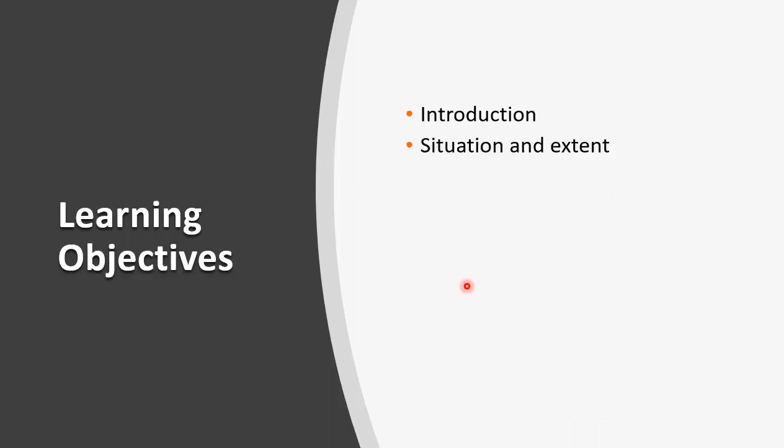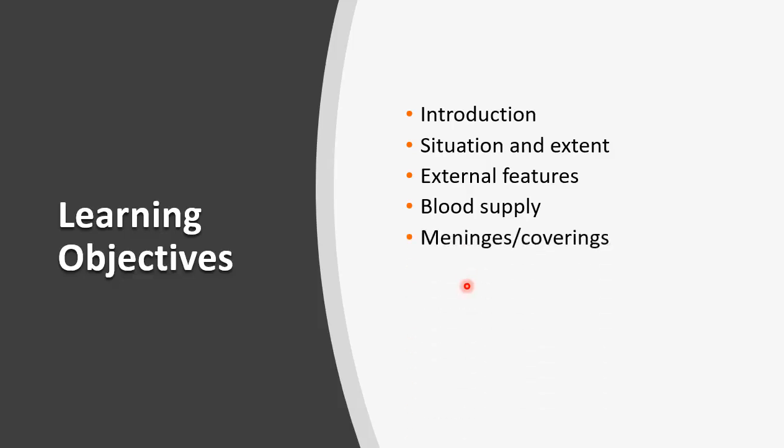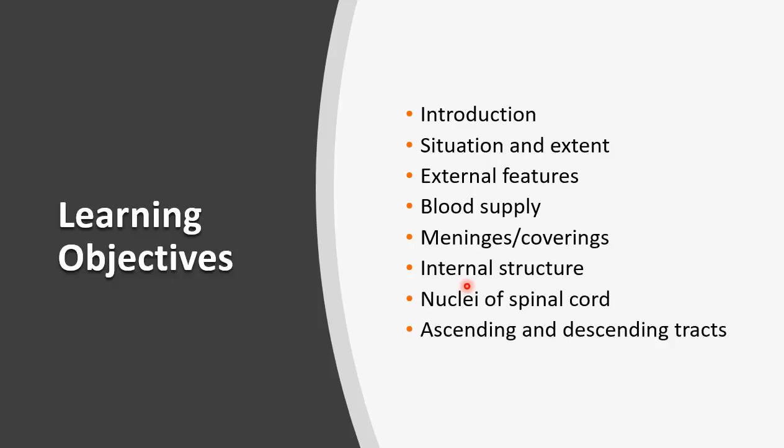Followed by that, we will understand the various external features of the spinal cord. Then the blood supply of the spinal cord. Then the various coverings, the three meninges of the spinal cord. And then we will discuss the internal structure of the spinal cord. Within the internal structure, we will also see the arrangement of the gray matter of the spinal cord, which is in the form of a nucleus, and a very brief account of the tracts of the spinal cord. And finally, we will conclude today's session with the clinical aspects.